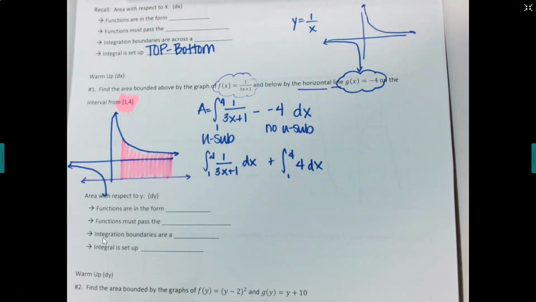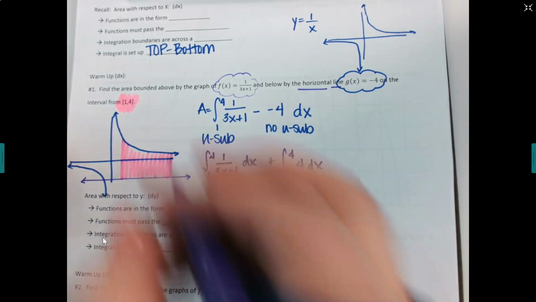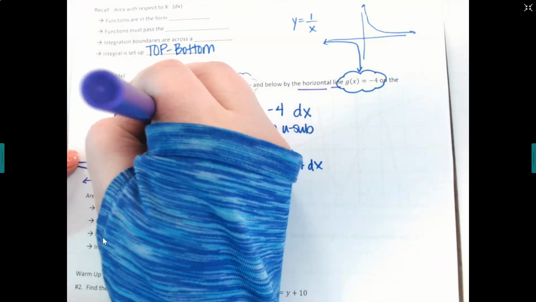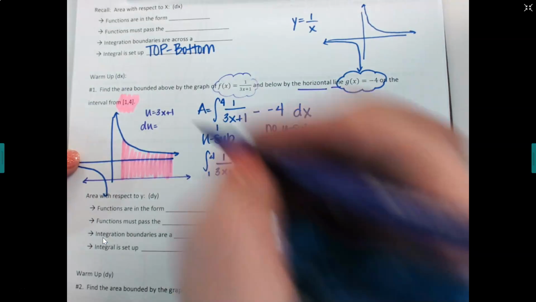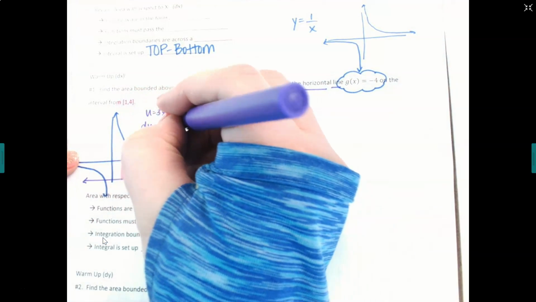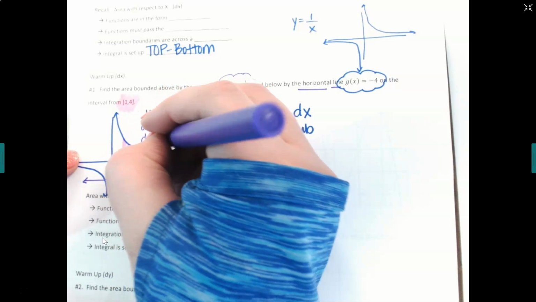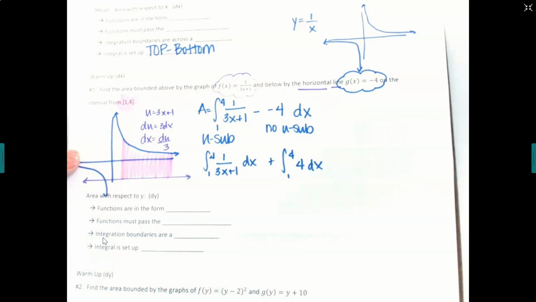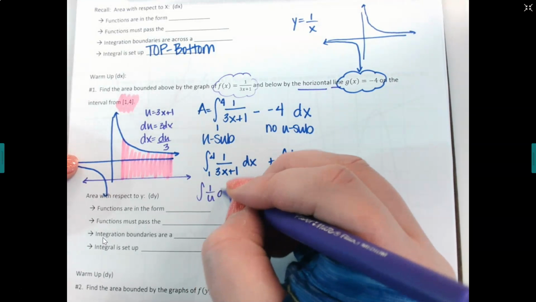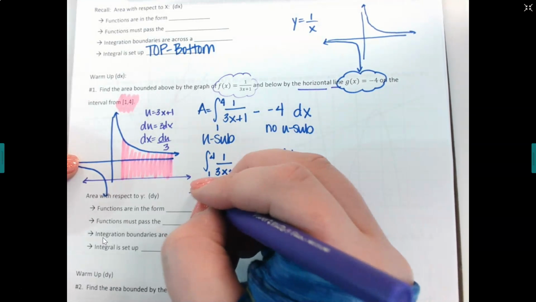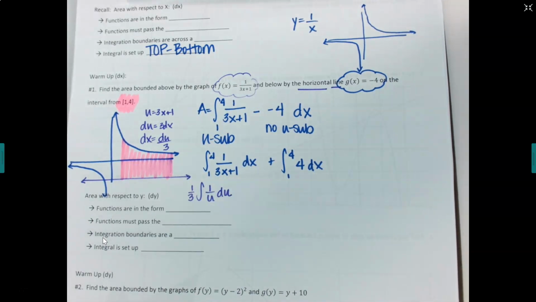Let's do the u sub one first. What's my u going to be? 3x. Okay, u is going to be 3x plus 1. What does that make du? 3 dx. Which means that dx is going to be du over 3. So then I can rewrite my integral. It's going to be 1 over u du, and then instead of putting the over 3 there, I'm just going to put it as a third in the front.